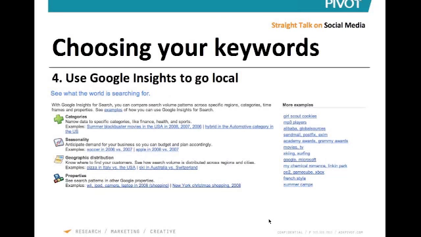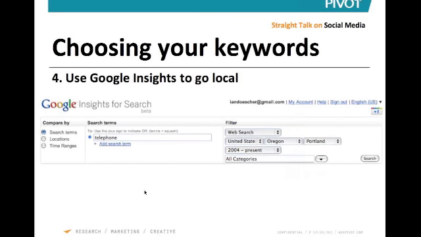You can see insights on data on specific categories. You can do it by season, so that you're figuring out what people are searching for in this year versus last year, that sort of thing. Geographic distribution, which is the one I think may be most helpful for many of our clients, and then other data as well. So let me show you what this looks like as an example.